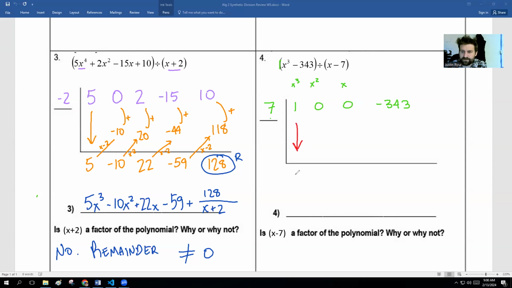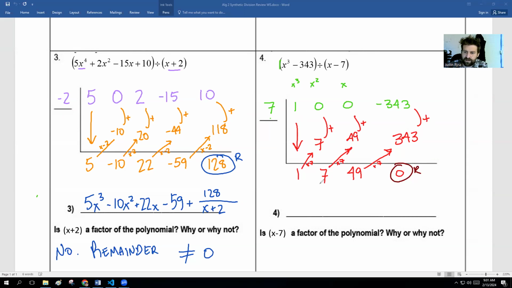Let's do the math. We drop our 1. 1 times 7. We add it to 0. 0 plus 7, well, that's 7. Now we got to times that by the number in the box. Times that by 7. 7 times 7 is 49. We add those together. 0, 49 make 49. And then we got to times that by 7. Use a calculator if you don't know. 49 times 7 is 343. We add that to a -343, that would be 0. That is our remainder.